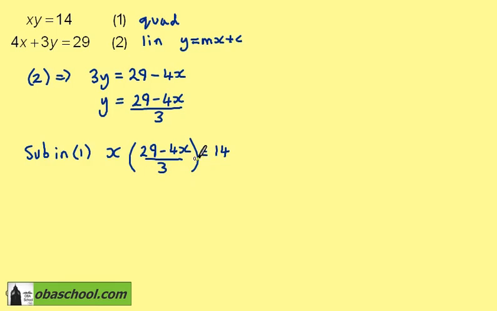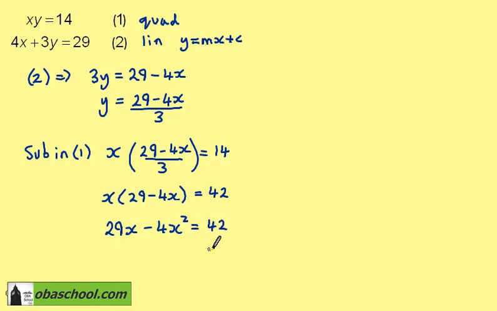Multiplying both sides by 3, we get x times (29 minus 4x) equals 42. Expanding, 29x take away 4x squared is equal to 42. And for a quadratic we want everything onto one side, so we get 4x squared minus 29x plus 42 equals 0.